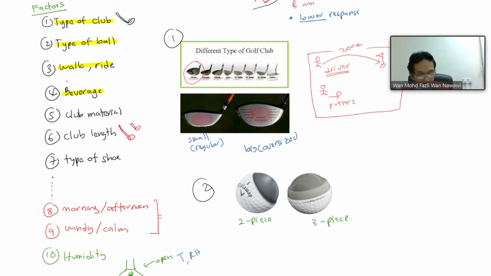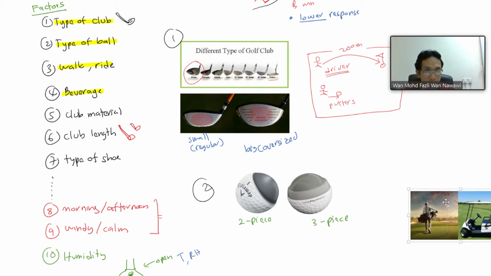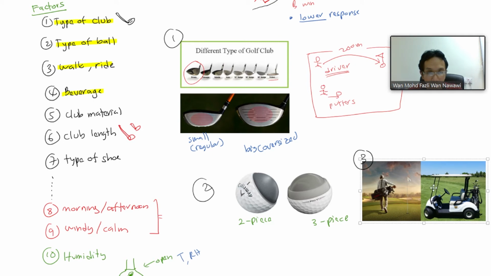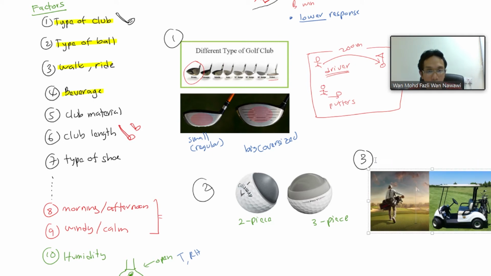The third thing you want to check is whether you walk or ride. When you play golf, either you walk or you ride. So this is number 3. Let me put number 3 here. This third factor is to check whether walking or riding has some effect on your performance.